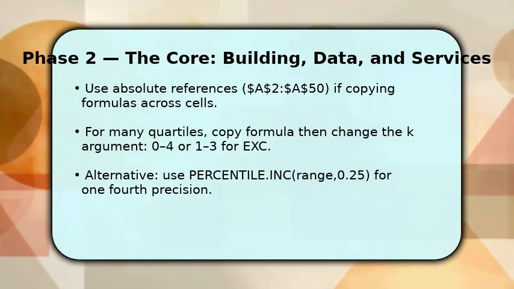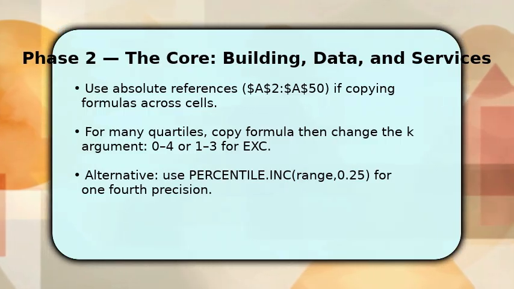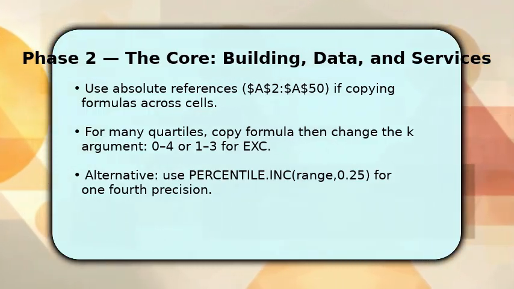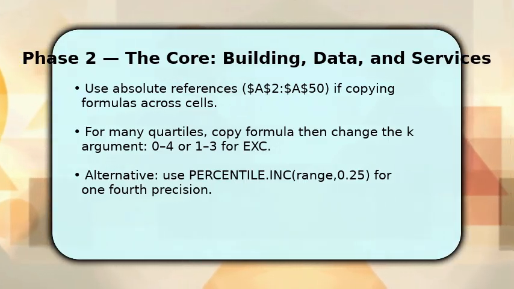If you prefer a percentile approach, use PERCENTILE.INC($A$2:$A$50, 0.25), which returns the same first quartile. This is helpful when you need 1/4, 1/2, or 3/4.